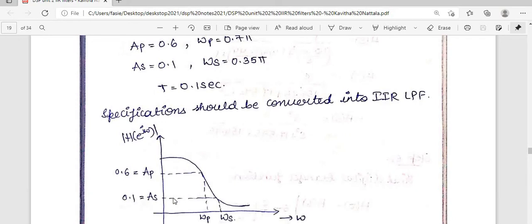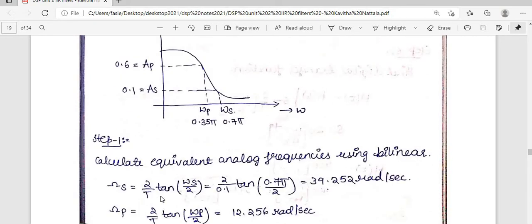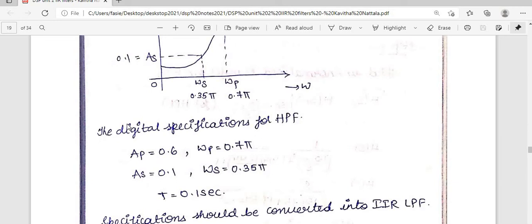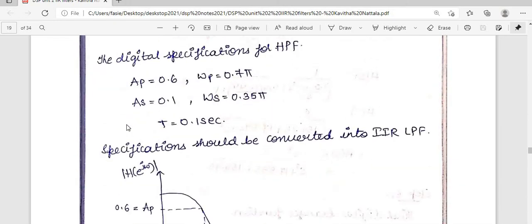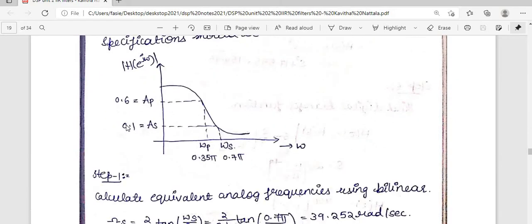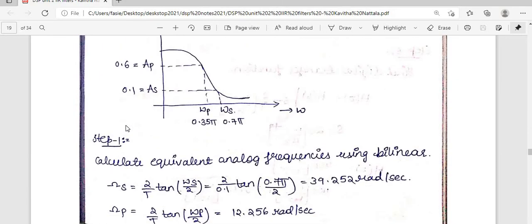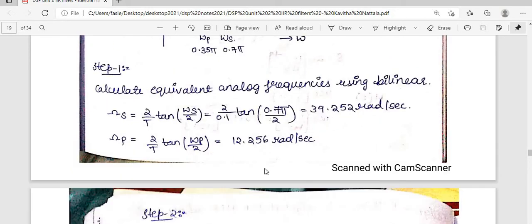This is for low pass, right? Reverse it, and if you take it for high pass, we can design that one. So we know that omega s by substituting is 2 by T tan of omega s by 2. If you take it in terms of the given specification, we are designing what the question mentioned. This is for high pass, right? So what we are doing, the specification should be converted into an IIR low pass first, so that we can easily design that. That's what we write as omega s and omega p. So what is omega s? We can write this as 2 by T tan of omega s by 2. So this will be 39.25 radians per second. This is also omega p, 12.256 radians per second.